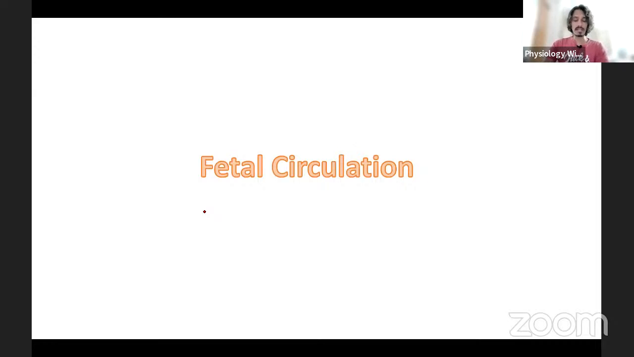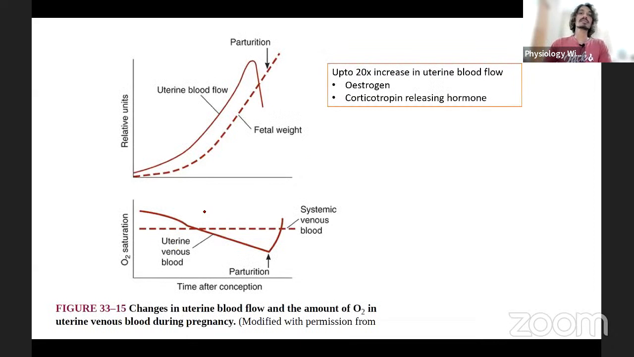Now, finally, we'll come to fetal circulation. So again, this usually is asked as a question, fetal circulation. As I was telling you, coronary circulation, cerebral circulation, then fetal circulation is very important. Fetal circulation can come as a separate short note. Okay, so the first thing is with regard to the uterine flow. After conception, you will generally see that the uterine flow is increasing. Uterine flow is increasing as the fetal weight keeps increasing.